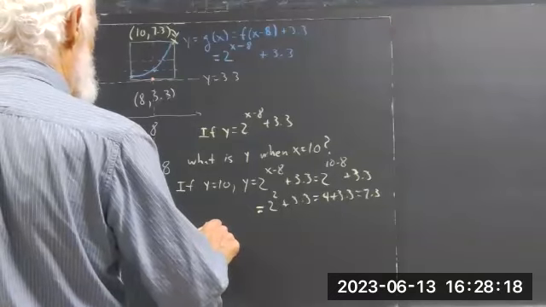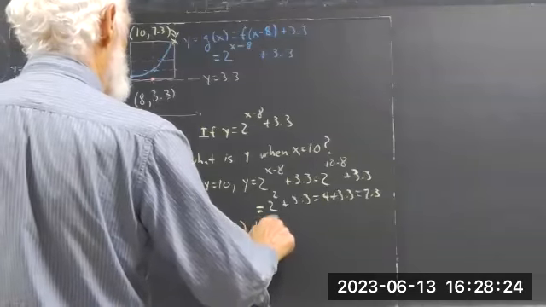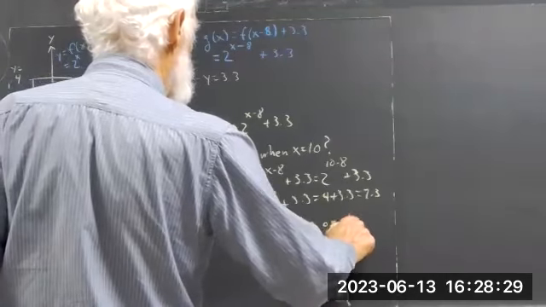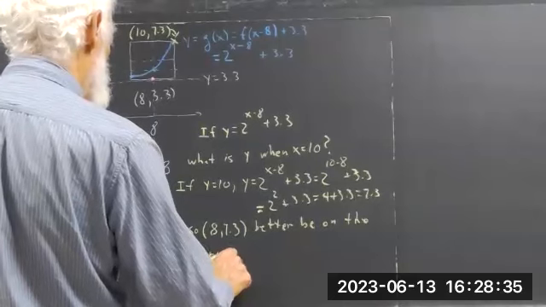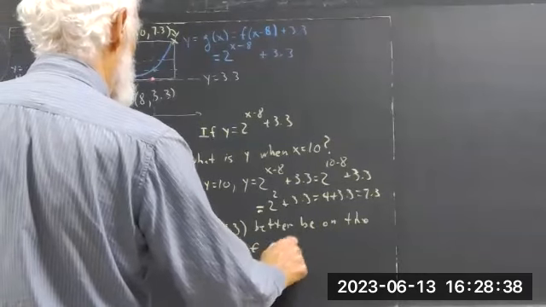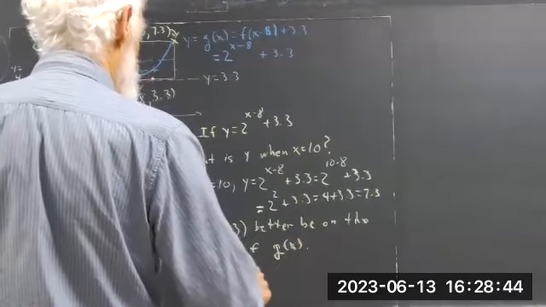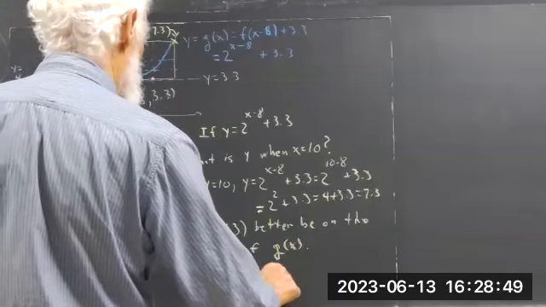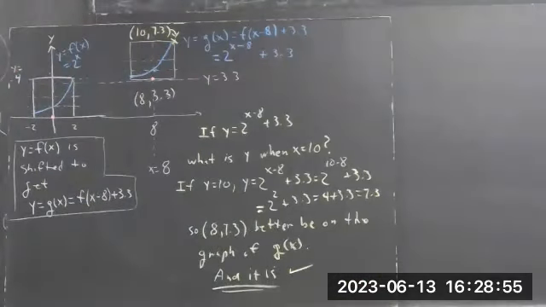So the point (10, 7.3) had better be on the graph of g of x. And it is. I'll put a check mark there. At least I verified this for this point.